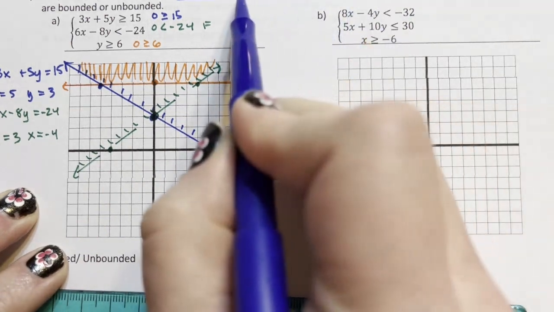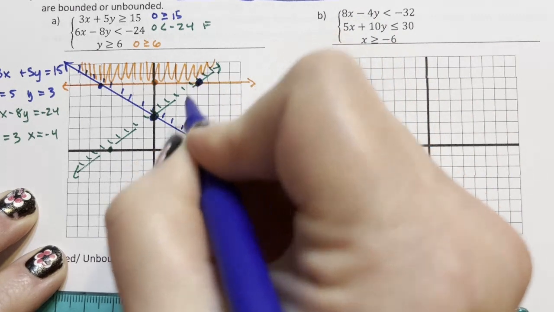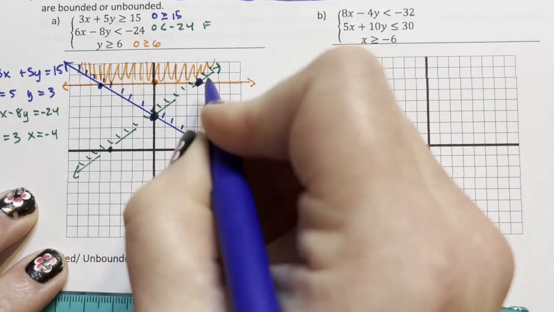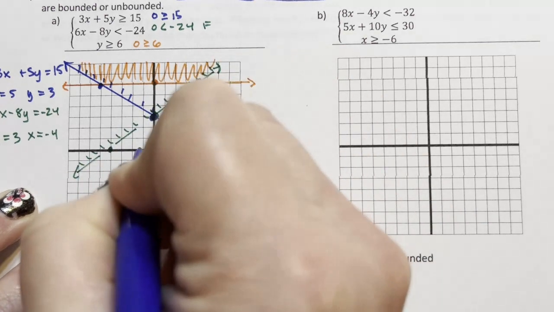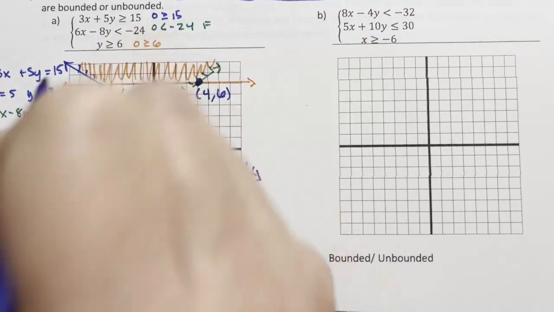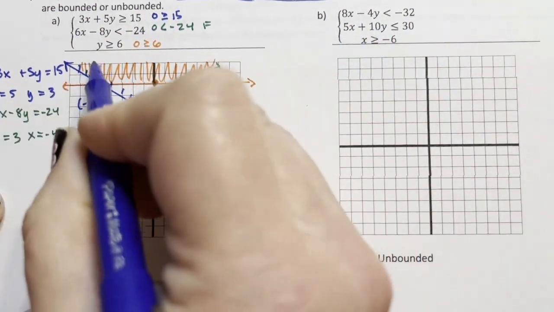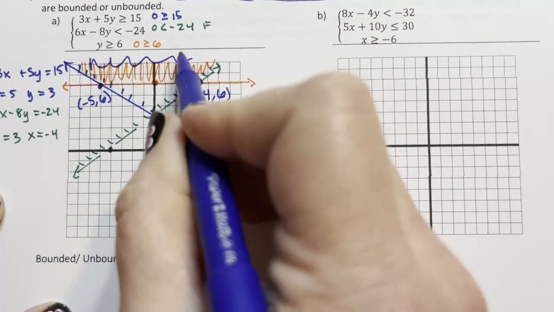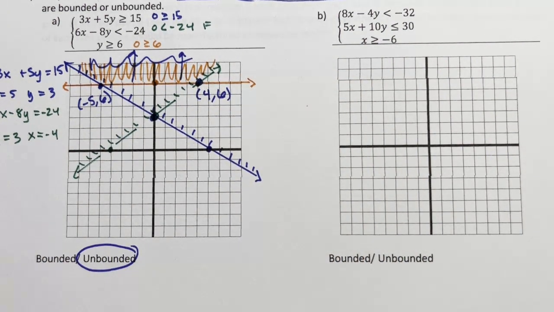State the points of intersection. That's this point right here, which is at 4, 6. And then it says determine if the feasible region is bounded or unbounded. Because this is going forever up, there's nothing stopping it. It is unbounded.